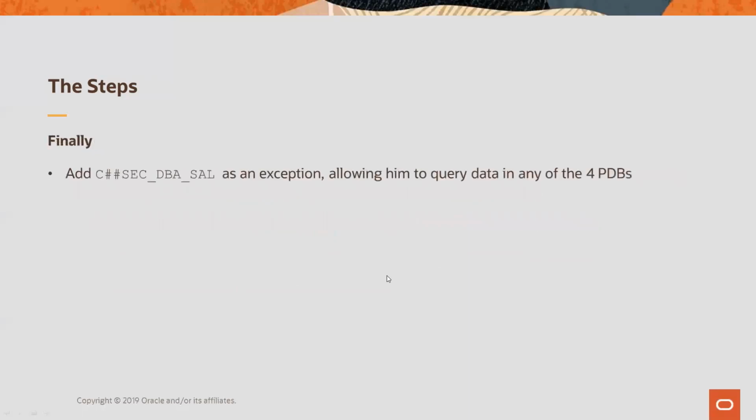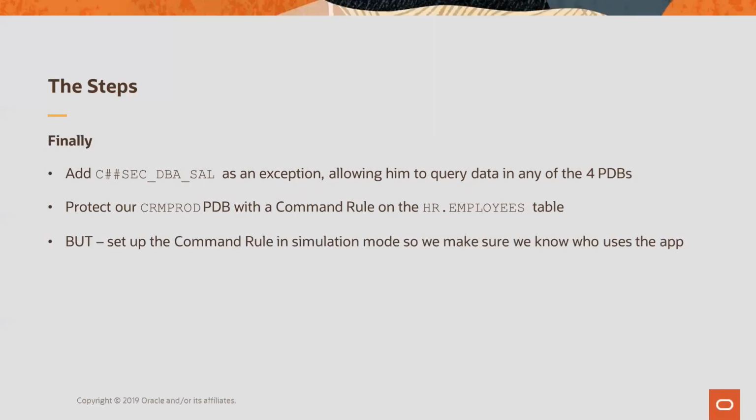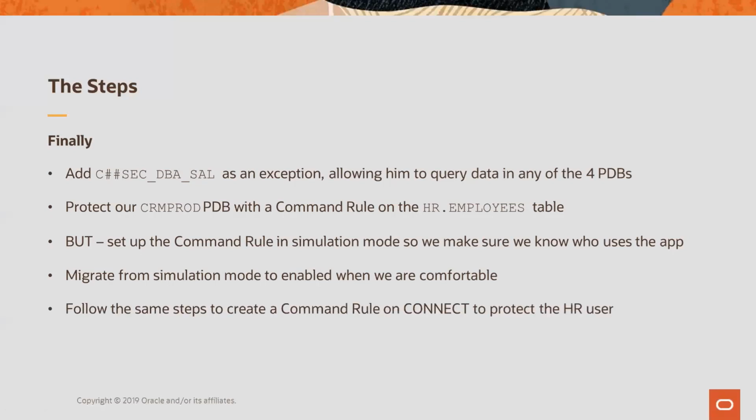And then what we're going to do is add our security DBA, Sal, as an exception to Database Vault Ops Control, so he can query the data, but we're going to protect our CRM prod with command rules. We're going to start in simulation mode because we want to make sure that we know who uses the app and we don't want to affect anything yet. And then migrate from simulation to enabled when we're comfortable. And we can do the same thing with a create command rule on connect.